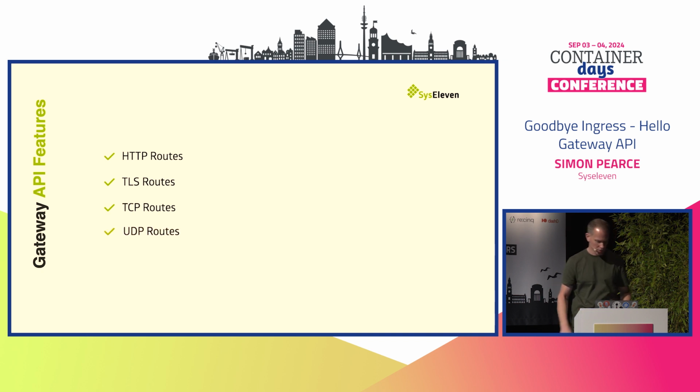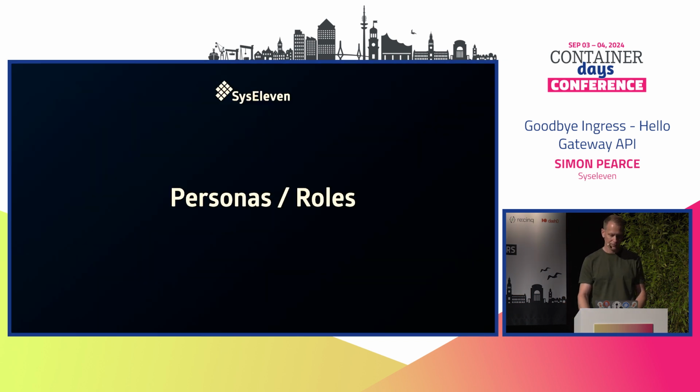There are UDP routes. So if you have any DNS traffic, anything else that uses UDP, you can also utilize Gateway API to do this. And there are also gRPC routes, which could be used for gRPC applications, for instance, Argo CD or something. That will also be possible.